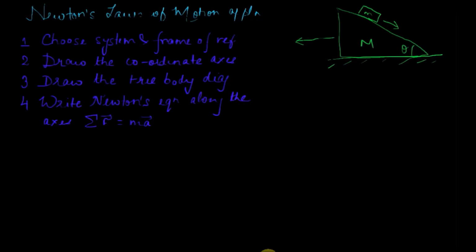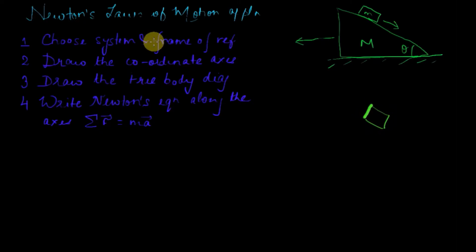Now let's apply these four steps to solve the problem. The first step is choosing the system and the frame of reference. So initially I will choose this object of mass small m as my system, and for it I will choose the prism as the frame of reference. The reason I am doing this is because ultimately I have to find out the acceleration of this small object with respect to the prism. So this small object is my system.